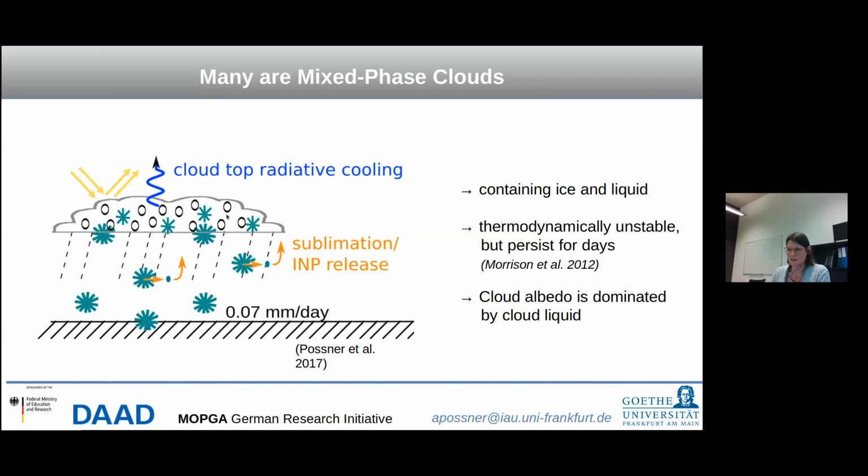The other thing that you should know about mixed-phase clouds is that the ice, at the temperatures that we find them at, so yes, it's cold in the Southern Ocean, but we're still very close to the surface, and temperature decreases in the atmosphere as you go up.